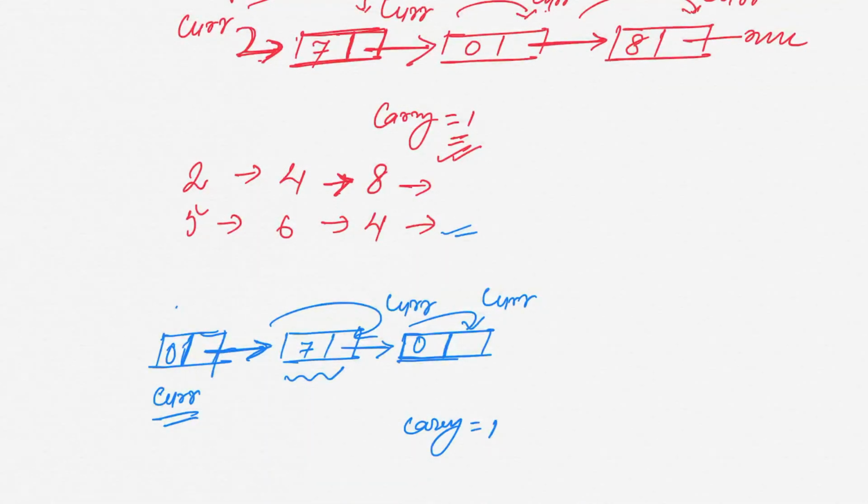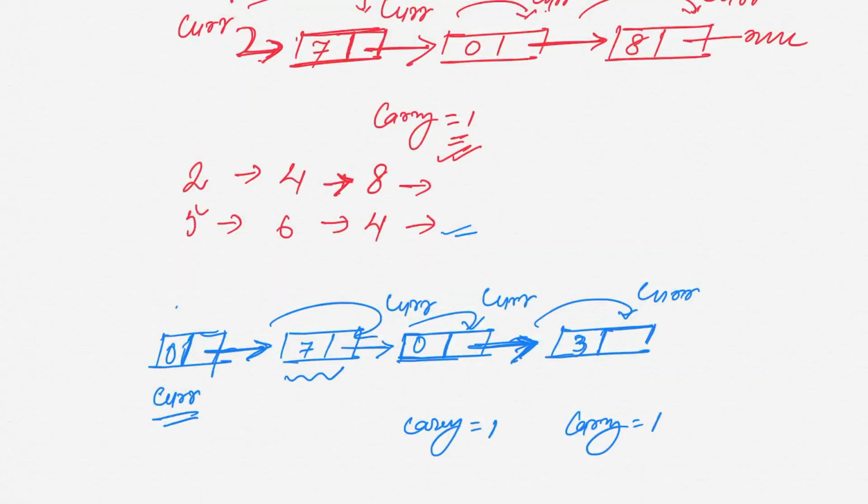Then 6 plus 4 equal to 13. Okay, so I'm going to create, again I will have carry equal to 1. I'm going to create a 3 node and assign this current dot next to it. So I'm pointing current dot next to the 3 and moving current to the current dot next.